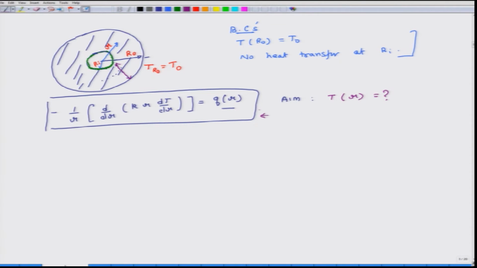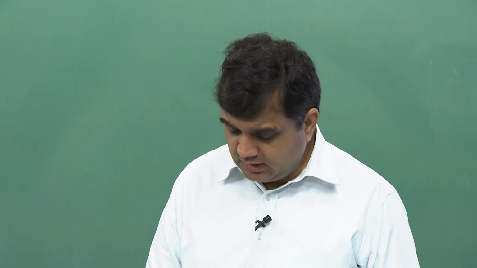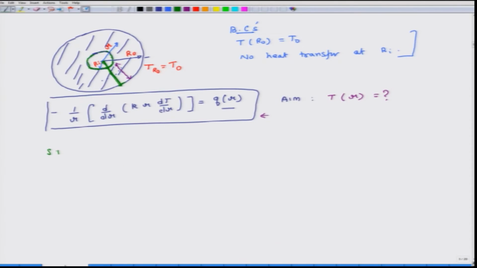Now, we will generate a finite element formulation for this problem. This is an axisymmetric problem, so I will look at only a radial line. The first step, as we discussed, is that we break the entire domain into small elements. So, step 1: discretization of the domain.